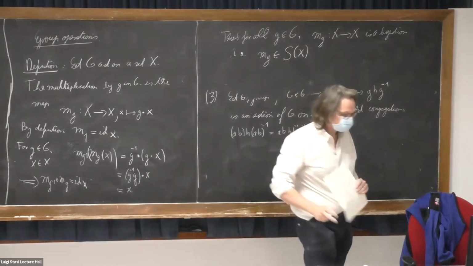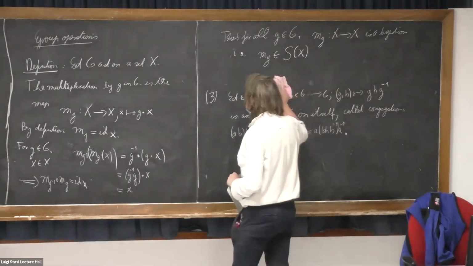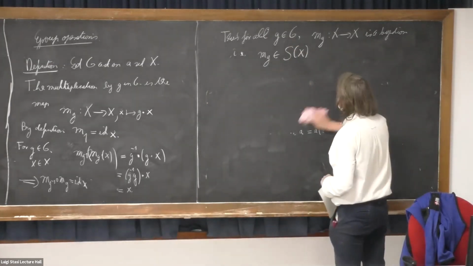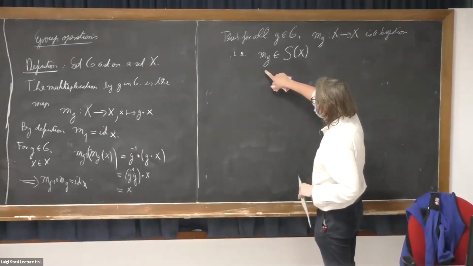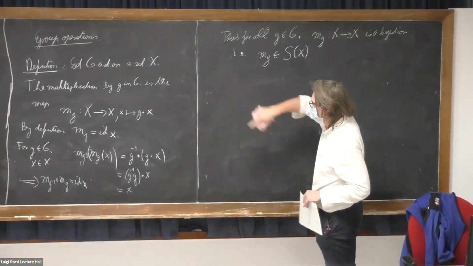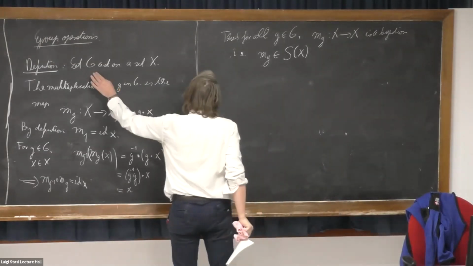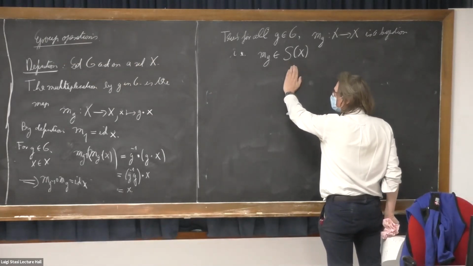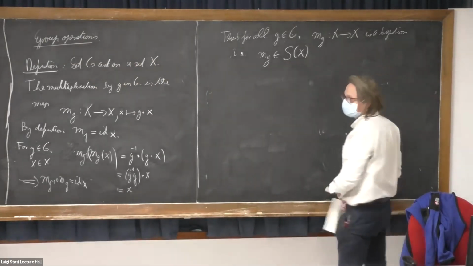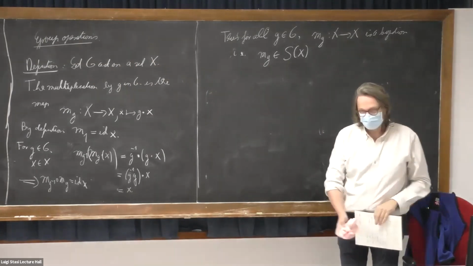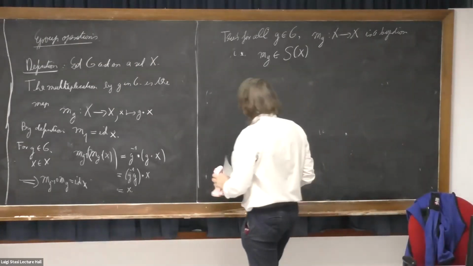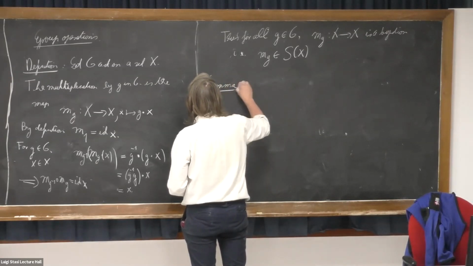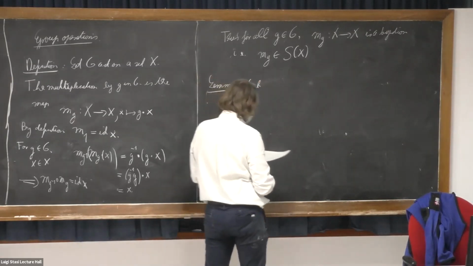And now you could ask yourself, so we can associate to our element g in the group this element m_g, which is an element in the symmetric group, to have a map from one group to another. So the next question is, is it a homomorphism? And the answer is yes. So, lemma.